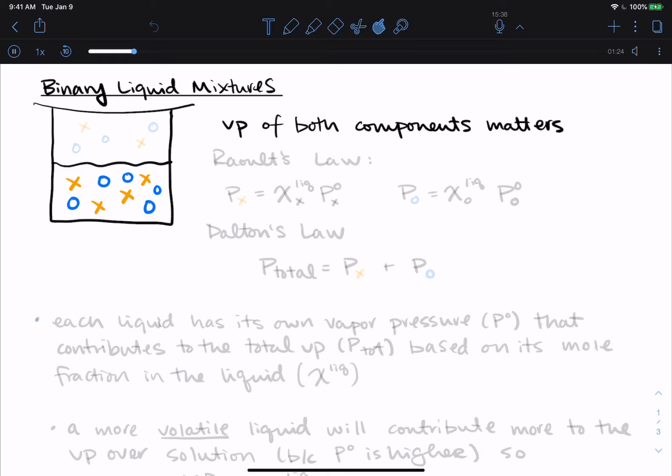So I'm going to put in some vapor molecules, right? So I'll have some part of the vapor that's made up of vapor molecules of whatever liquid X was, and I'll have some part of the vapor that's made up of vapor molecules of whatever the O liquid was. So we will use Raoult's law.